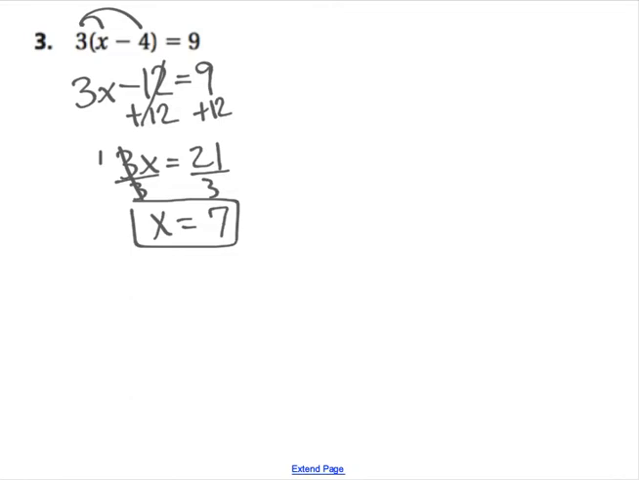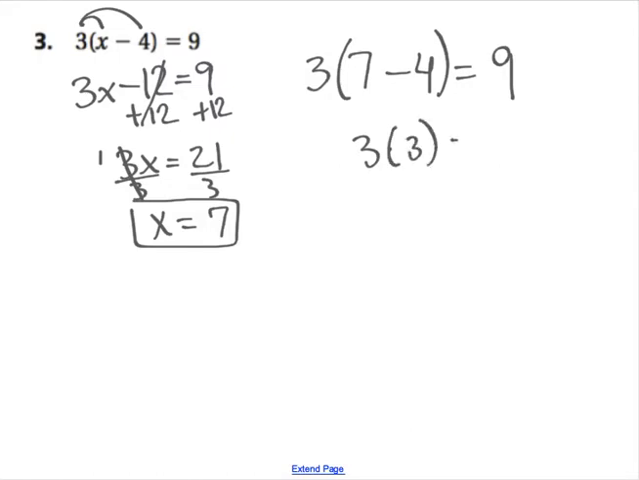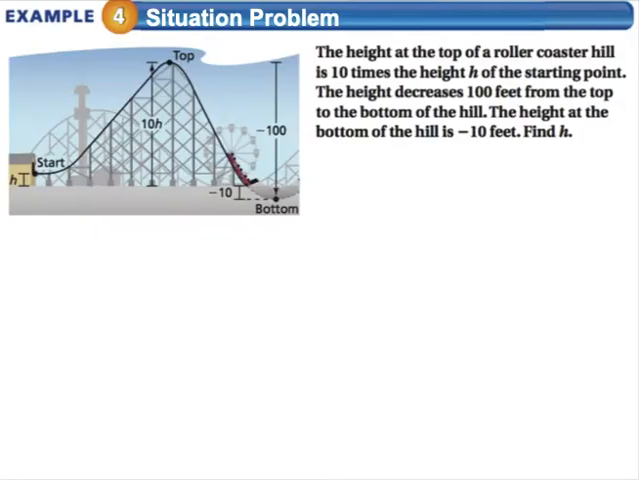We're going to double check the answer here. We're going to do 3 times x minus 4 and make sure it equals 9. And x is 7. 7 minus 4 is 3. So does 3 times 3 equal 9? It sure does. That checks out just fine.